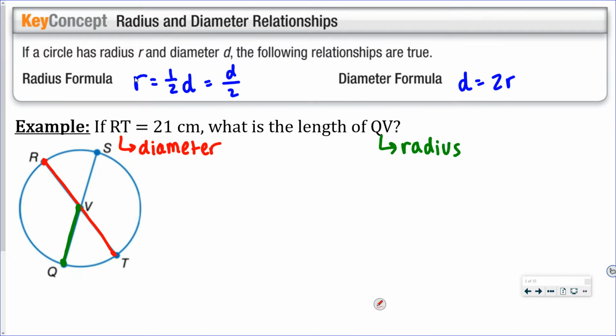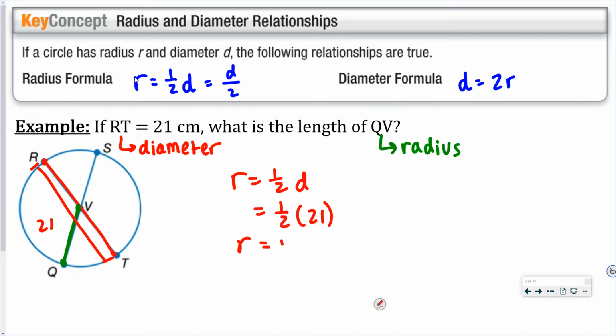All right, so here's what I know. I know this length is 21, and I know my radius is always half of what my diameter is. So if my diameter is 21, 10 and a half, that means any radius on my circle is going to be 10 and a half. So QV would also be 10 and a half. You can do mixed number if you want. When we're talking about lengths of a segment, I prefer not improper fractions. 21 halves for a length is a little confusing. So 10.5 or 10 and a half centimeters for that.